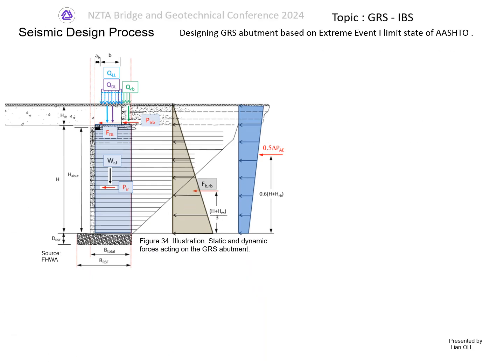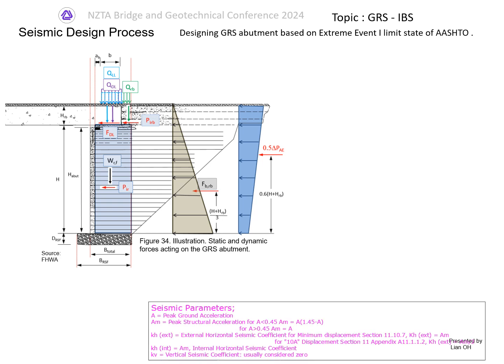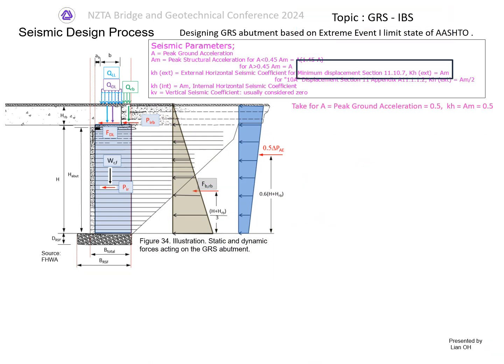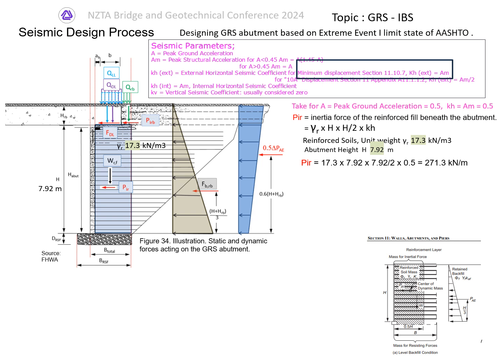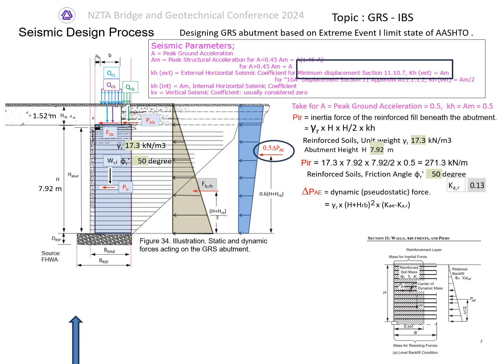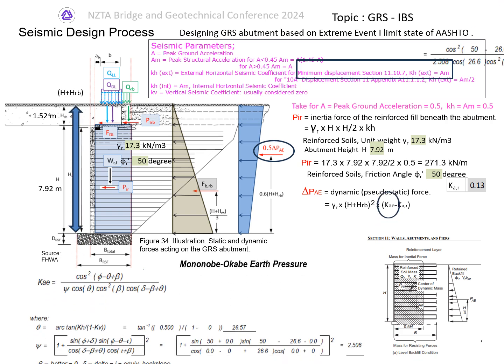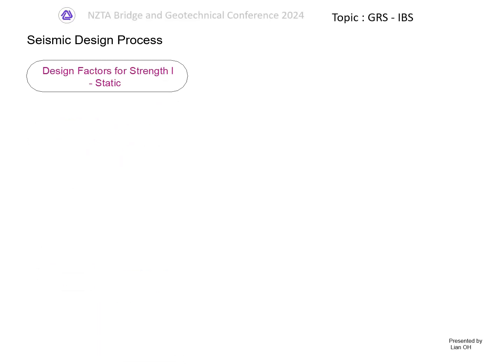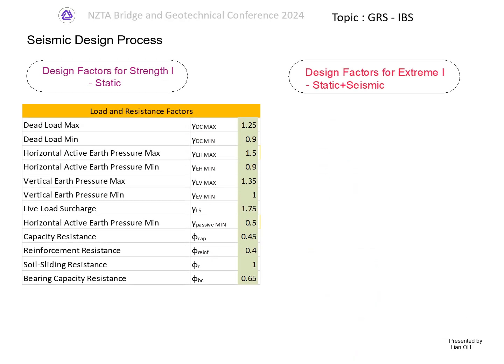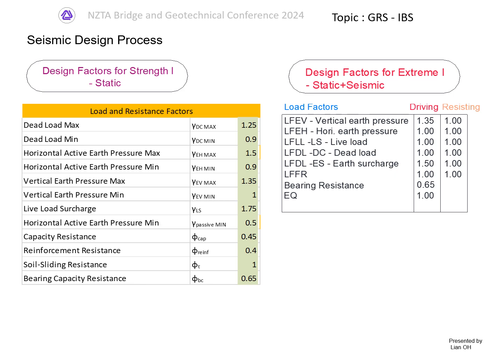Designing the GRS abutment based on the extreme event 1 limit state involves the selection of seismic parameters. The inertial force is the product of density by the height and a half by the external horizontal seismic coefficient. The dynamic force is the product of density by the total height squared by the difference of the Mononobe-Okabe earth pressure minus the active soil parameters. The summary of load and resistance factors for strength 1 and for extreme 1 is as shown.